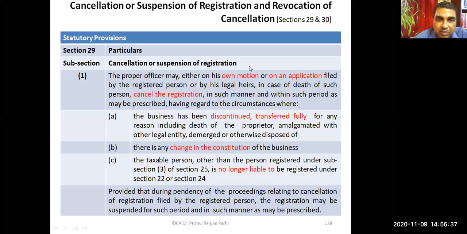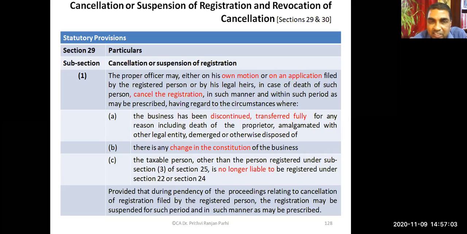Then the next concept I'll be telling you is the cancellation or suspension of the registration. It is possible that the proper officer may, either on his own motion, that means the officer himself, or on an application filed by the registered person, cancel the registration. Once it is registered, it is also possible that it can be cancelled, right?